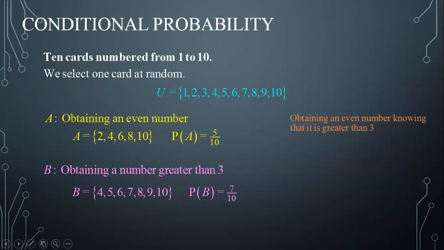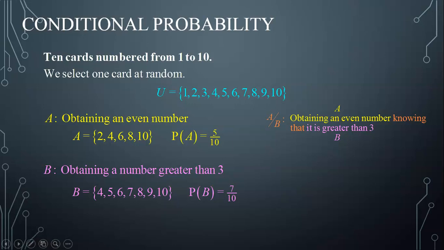Now, if I define the event consisting of obtaining an even number, knowing that it is greater than 3: obtaining an even number is in fact event A, while obtaining a number greater than 3 is in fact event B. Then this event is looking for realizing A on a condition that B is definitely realized. This is a conditional event denoted by A given B.